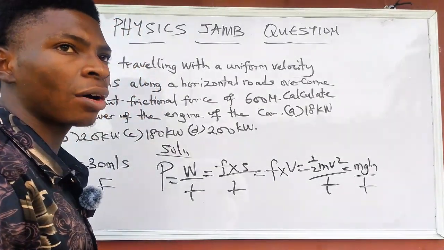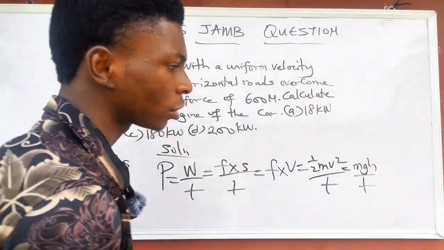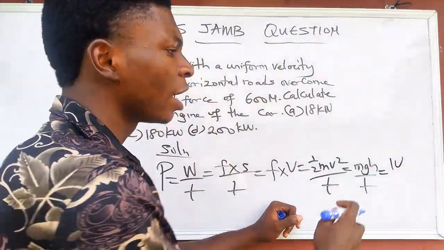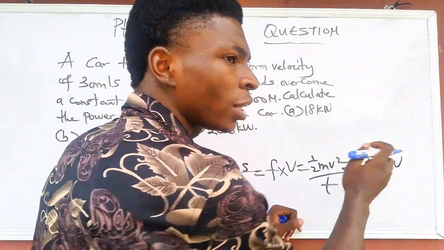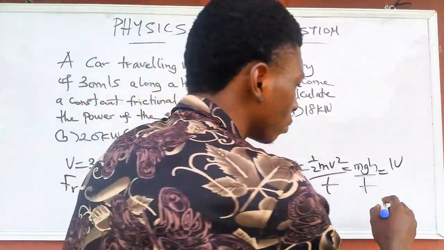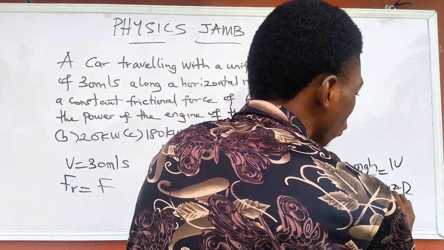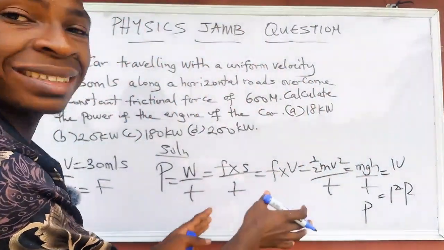We also have the electrical power, which is IV, where I is current and V is voltage. We also have I squared R. These are also for power. I just digressed to this.